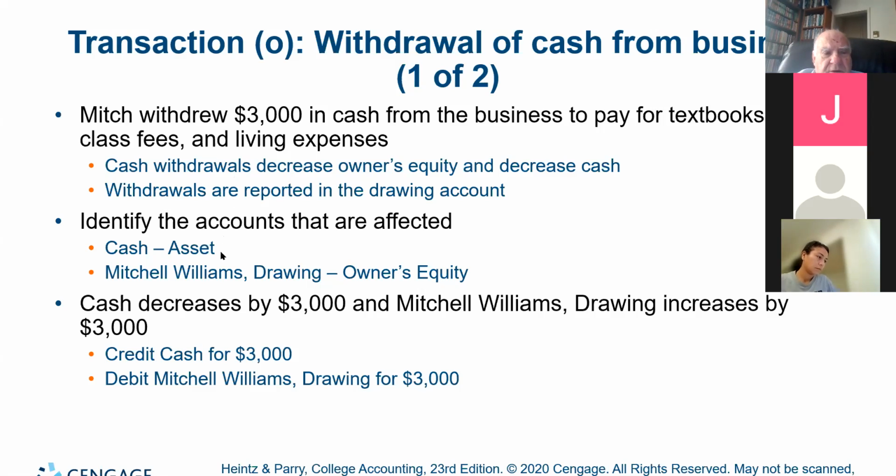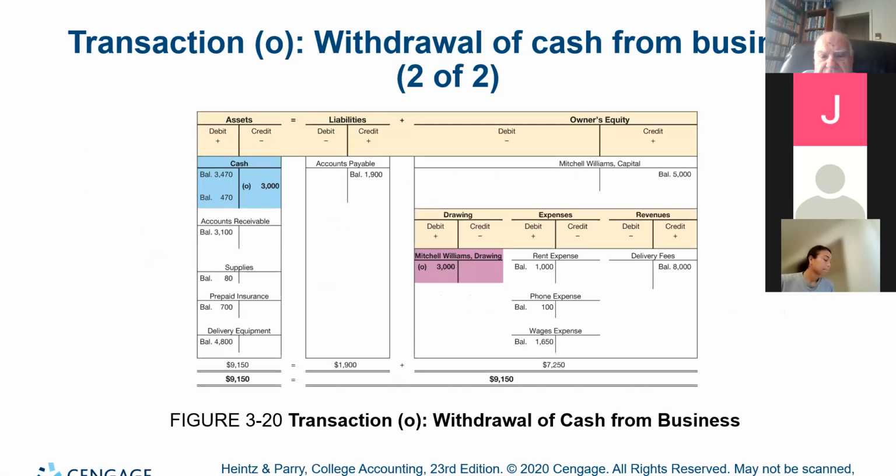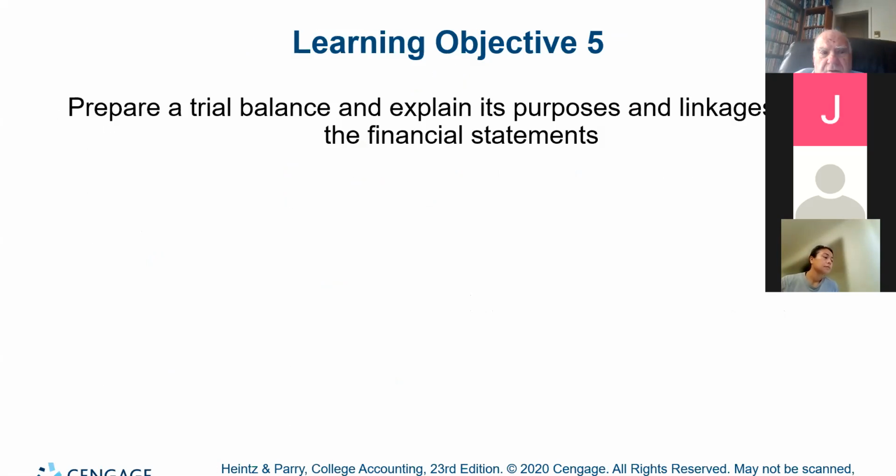So let's see what we have here. We know cash is involved in drawing. Cash is going down. Drawing is going up. And by doing that, we're reducing capital. So we're going to debit drawing for $3,000 and credit cash for $3,000. And there's your drawing popping up right there. It has a debit balance. Took the $3,000 out in cash, okay? So that's a little review on debits and credits.